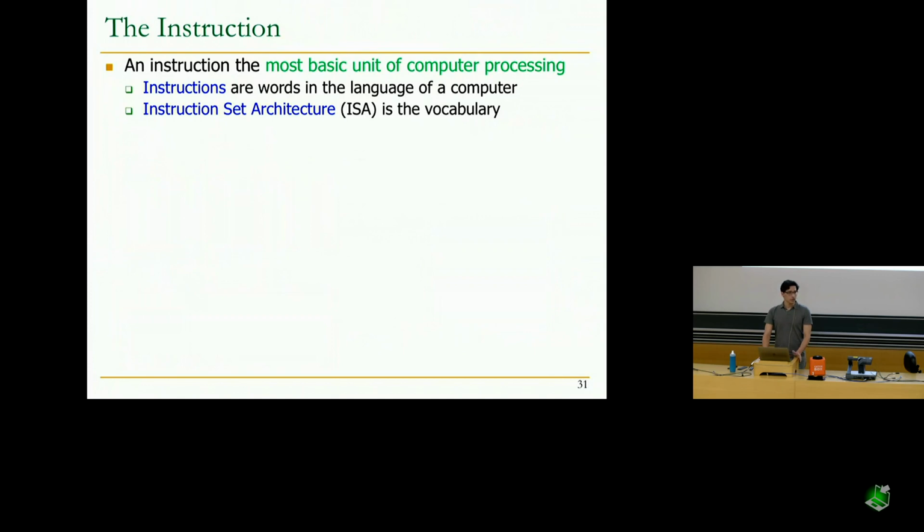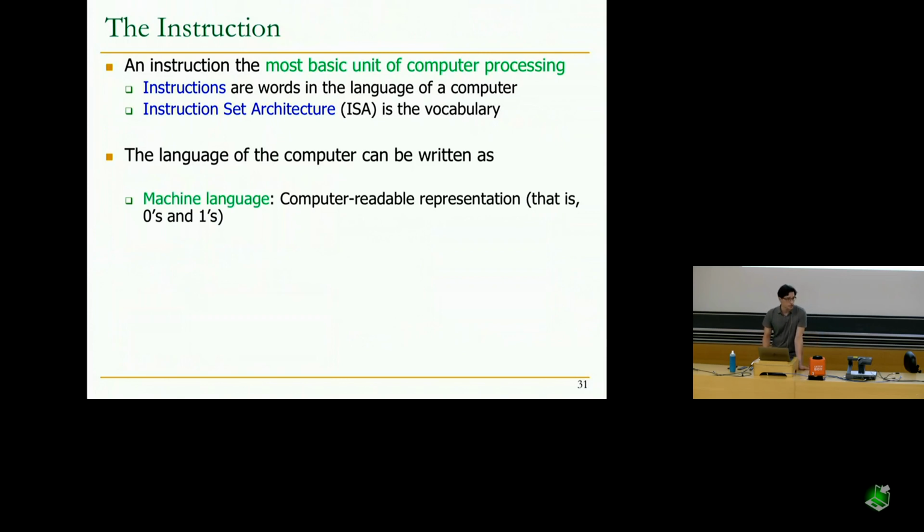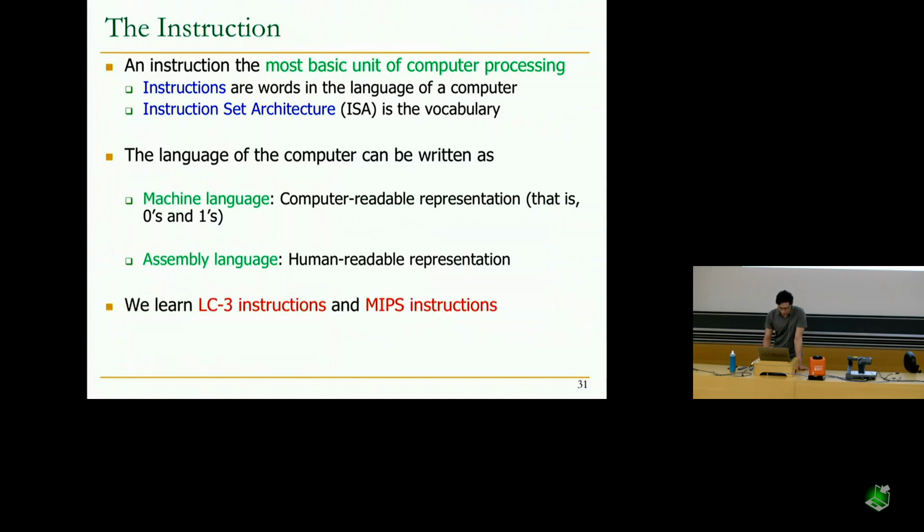Instructions are like the words in the computer, in the language of the computer, and the ISA is the vocabulary. The language of the computer can be written, as you have seen in the previous slide, in machine language, that is ones and zeros, what the computer understands, or in assembly language, because talking about all these instructions like 110010 is going to be really tough, right? So that's why we need something that is more human understandable or human readable. We are going to learn LC3 instructions and MIPS instructions, and we're going to start with some examples.